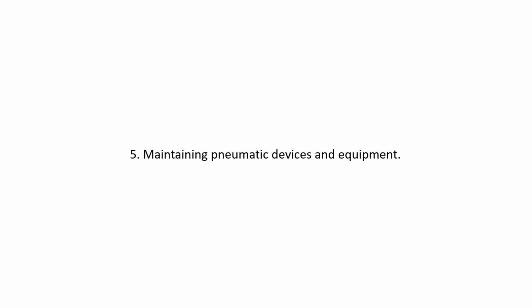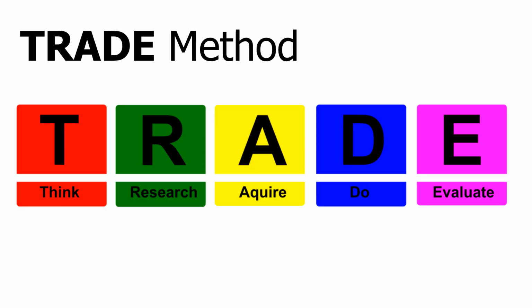Section 5. Maintaining pneumatic devices and equipment. Remember the trade method from Year 1? That's our approach to trade-related activities and tasks. Let's apply our trade method to the maintenance of pneumatic systems and components. Do you remember the 5 steps? Think, research, acquire, do, and evaluate.